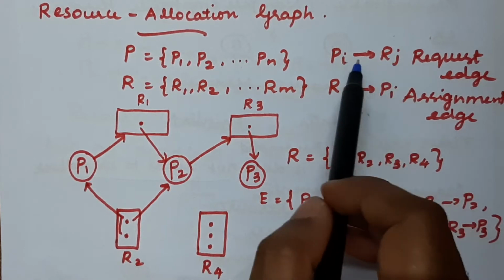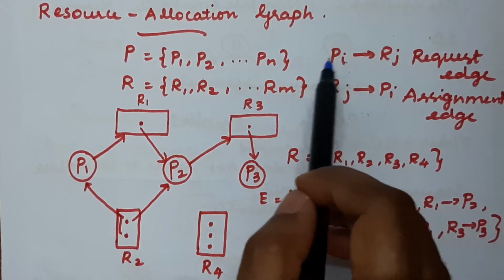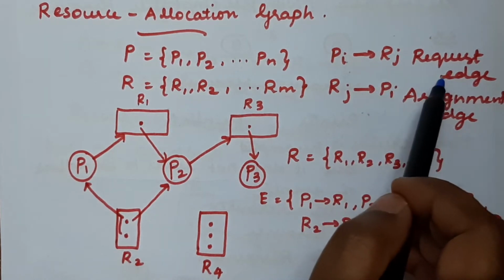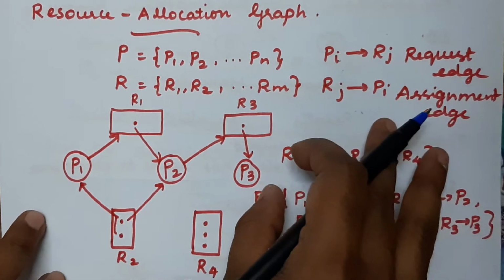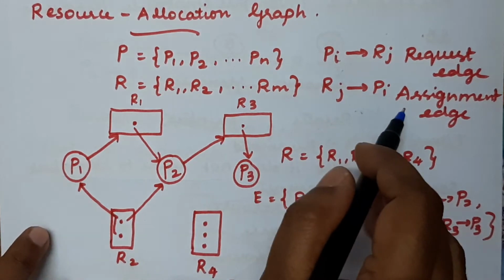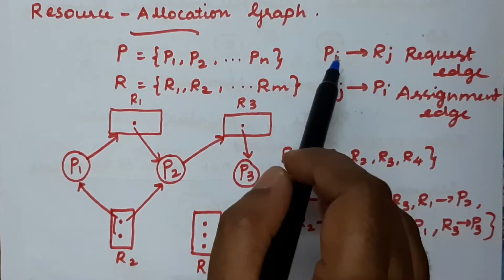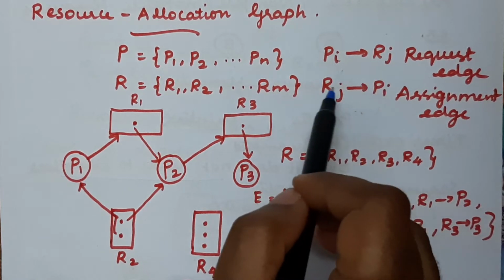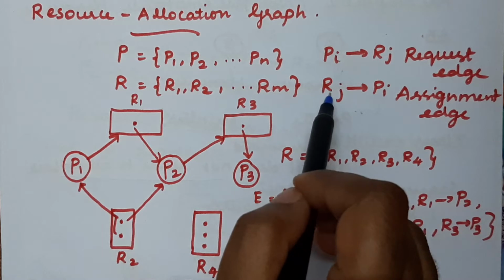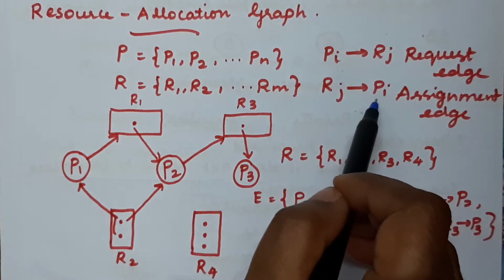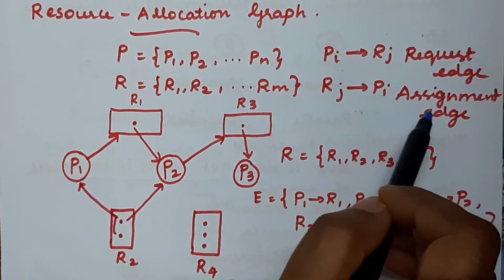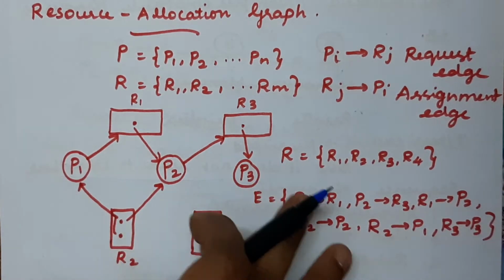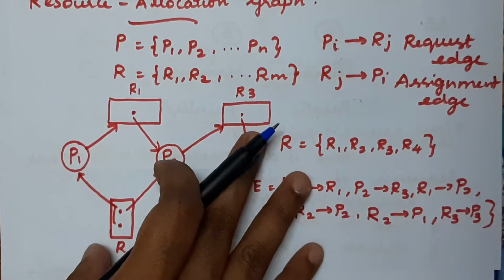Whenever there is any directed edge from a process to a resource, it is nothing but a request edge. And if there is an edge from a resource to a process, it is an assignment edge. The meaning of the first edge is that the process is requesting this resource, and the meaning of the second edge is that the resource is already allocated to the particular process. So this is the assignment edge, and this one is the request edge. Let us see how we have to draw the resource allocation graph.